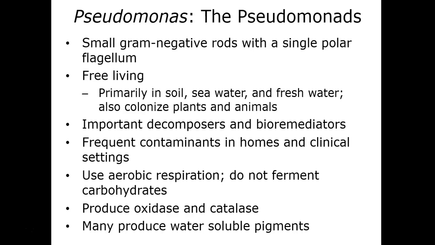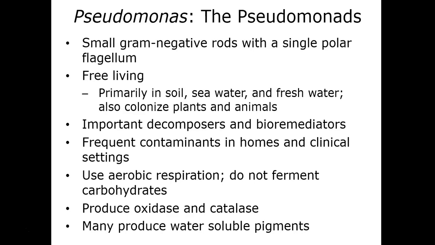And the majority are free living. We find them in places like soil and water. And they're also able to colonize plants and animals. They are very important in the decomposition process, and they can also be used to alleviate environmental hazards through the process of bioremediation. We do find them as a nosocomial infection, meaning that they are often acquired in the clinical setting, and they produce a series of enzymes, oxidase and catalase.